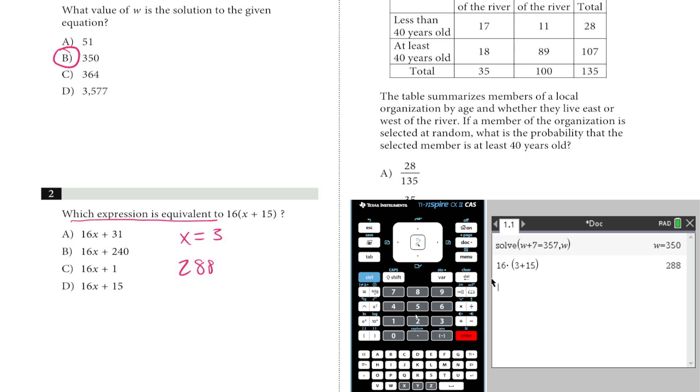So I'm just going to go to each answer and guess and check. So we're going to do 16 times 3 plus 31. So that did not give us the same outcome. So we'll try answer choice B. So 16 times 3 plus 240. And we get the same 288. So the answer is B.